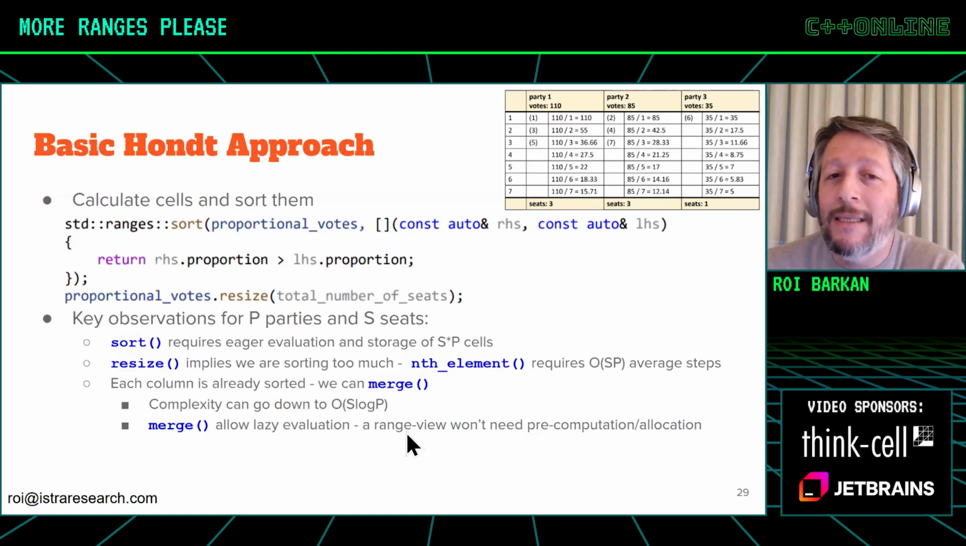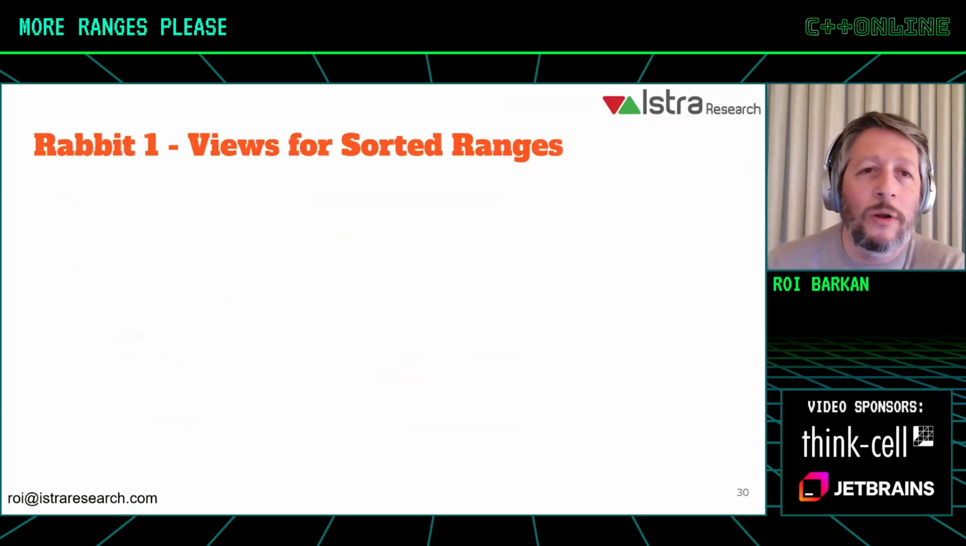A lazy fashion is certainly not a range algorithm; it's a range adapter. Range adapters are one of the key tenets of the ranges library, which I think is pretty cool. And that's our rabbit number 1, trying to create new std views or std ranges views for sorted ranges, that know that their inputs can be sorted.